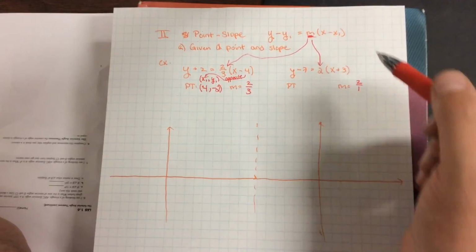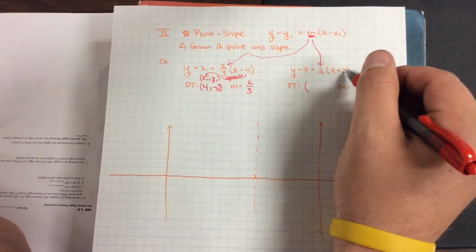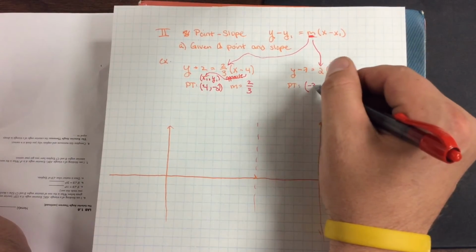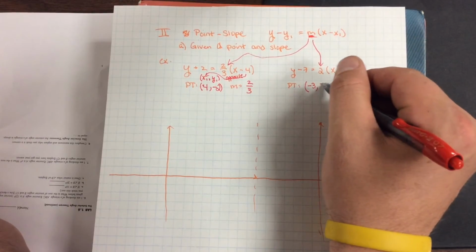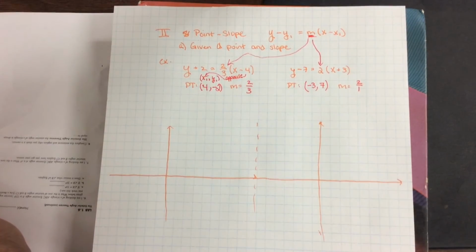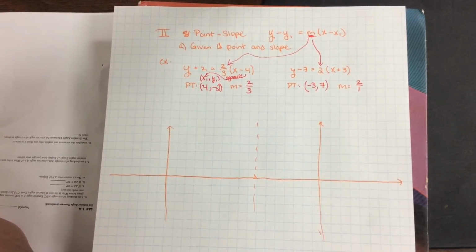Let's go over to this one. Remember, it's going to be the opposite. So to make our point, we want the opposite of 3, so negative 3. And we want the opposite of negative 7, which is 7. Okay? Now, we can still graph these just like before.